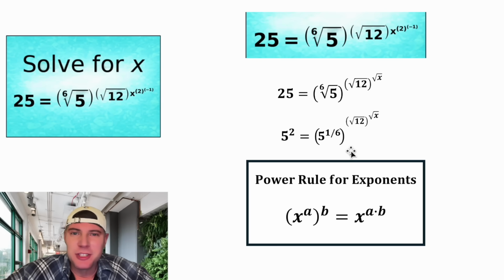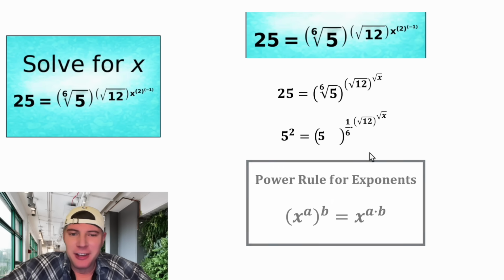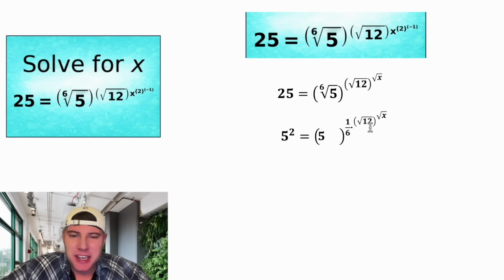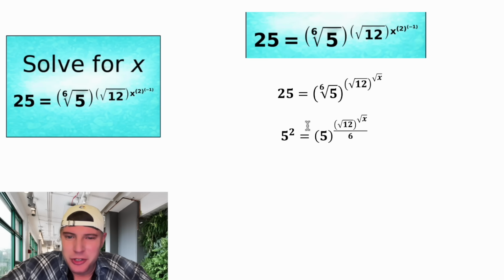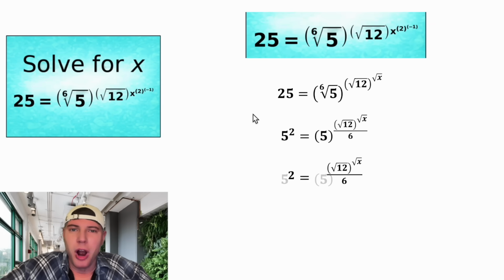Then using these notes, anytime you have x to the a whole thing to the b, that's the same thing as x to the a times b. So 5 to the 1/6 power whole thing to all of this is going to be 5 to this times this. And 1/6 times all of this is basically all this divided by 6. So now we have 5 to the power of 2 equals 5 to the power of all this. Since the bases are both 5, this can only be true if the exponents are equal to each other. Or in other words, we can drop the base.